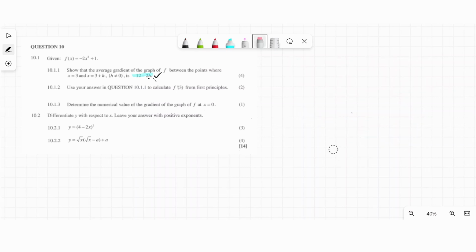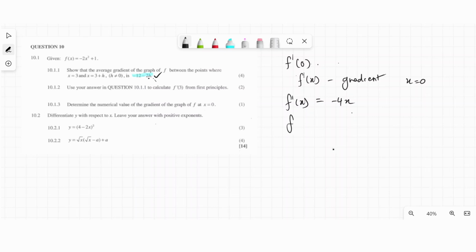So now 10.1.3, it says determine the numerical value of the gradient of the graph of f at 0. So what they want is f prime at 0. That's what they mean. So gradient is f prime, but they're being specific about where: at 0. So we know that f prime is the gradient, but they want the gradient at the specific point which is equal to 0. So we need to find f prime first. From here, f prime is going to be equal to negative 4x.